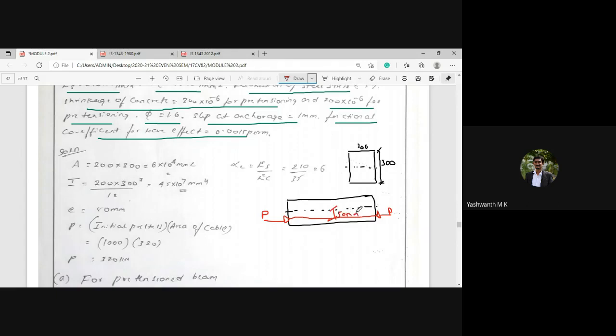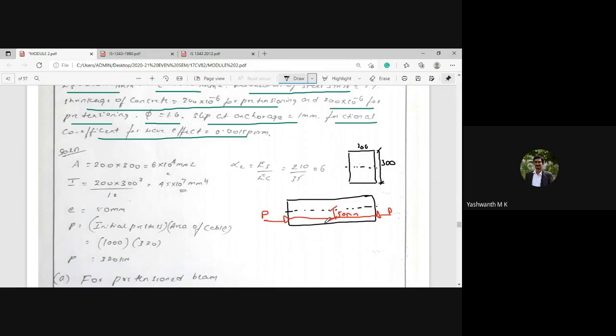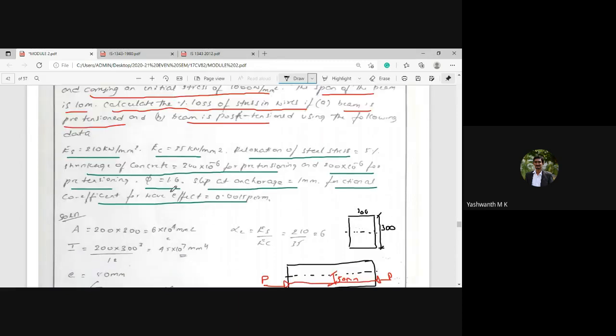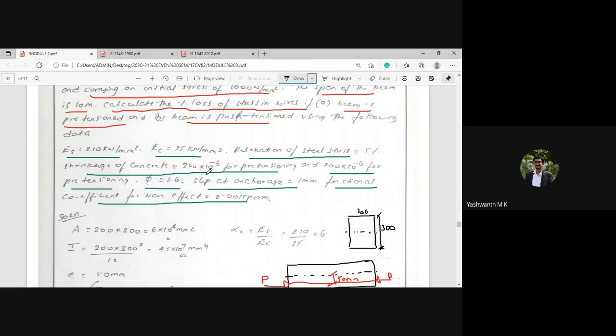Is it clear? Fine. So let me proceed with the problem. Now, eccentricity is 50 mm. Now they have given initial pre-stress, which is essential, because without initial pre-stress we cannot calculate the percentage loss, which I am going to explain next.